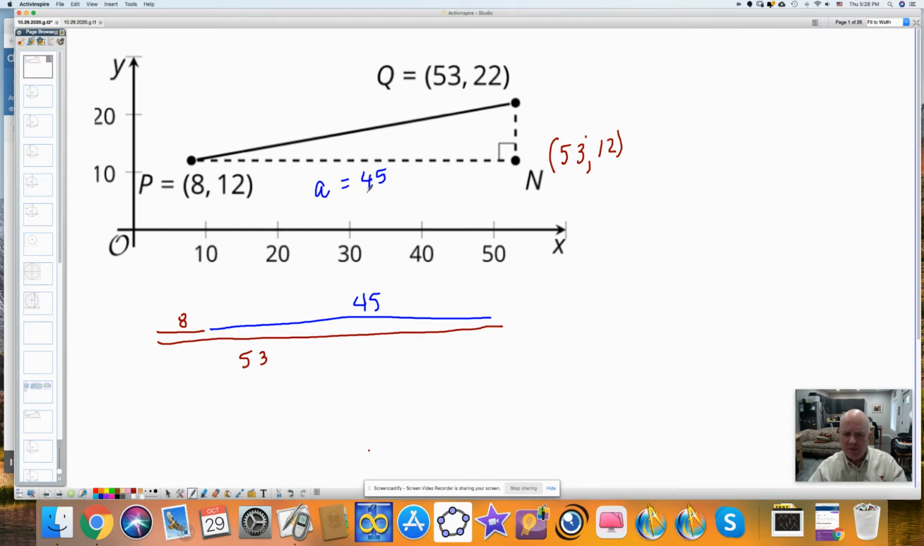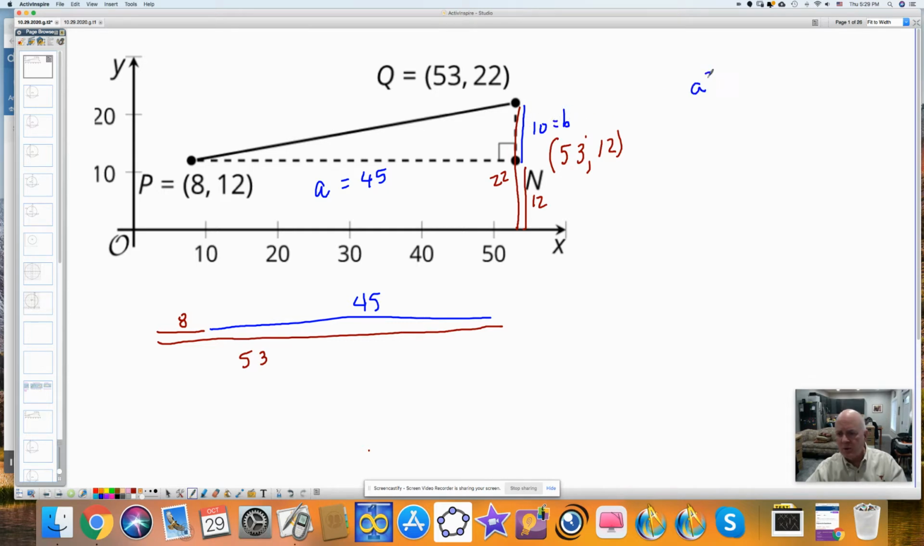We can do the same thing with our y distance. I want you to think of it: going from 0 to N is 12. Going from 0 to Q is 22. And if I have 12 and 22, the difference between those two is going to be 10. So this distance here is 10, and that's what we'll call B.